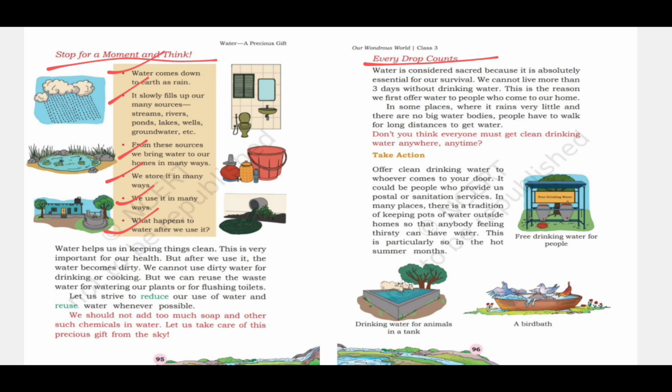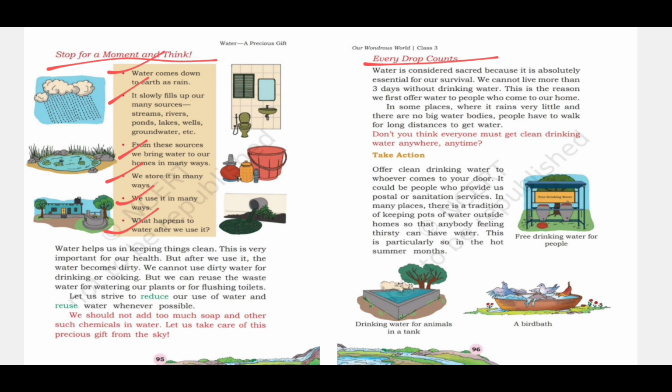In some places where it rains very little, there are no big water bodies. People have to walk for long distances to get water. Do you recall any such places? Try thinking about some places. Deserts. Do we have any such regions in India? The Rajasthan, the Thar desert, the Rann of Kutch. There's only sand. So people who live in such regions have to walk for long distances to get water. Kilometers they have to walk to get water.